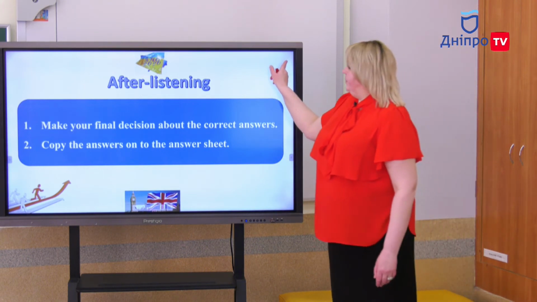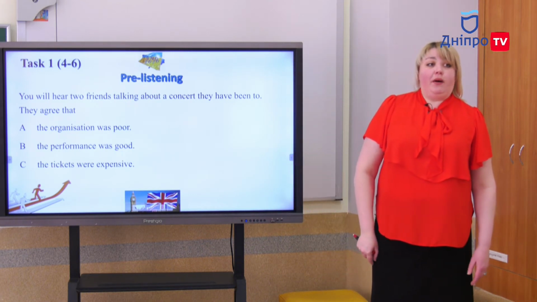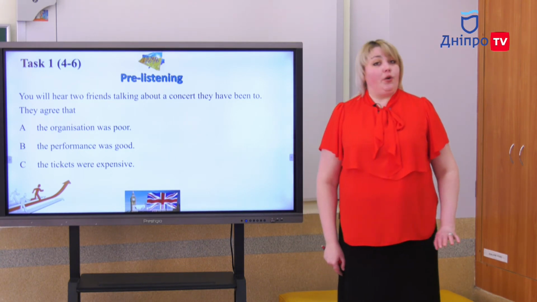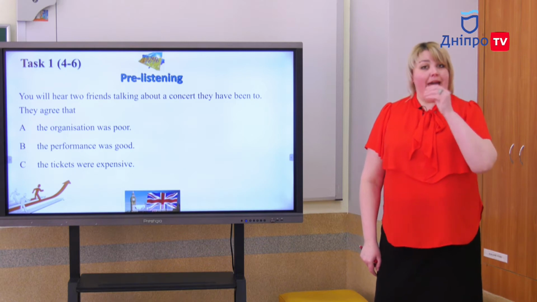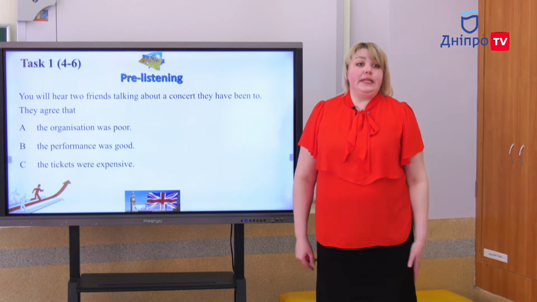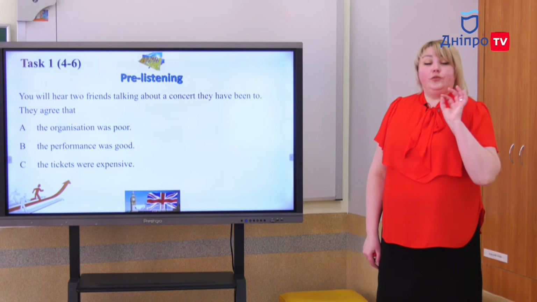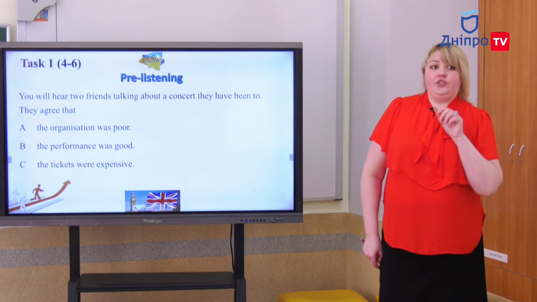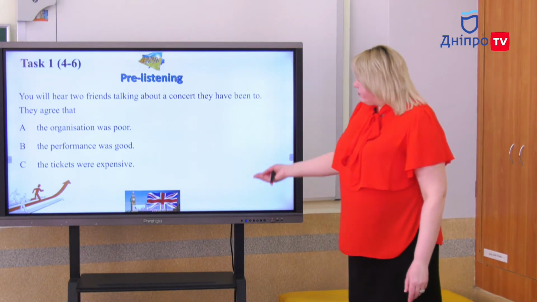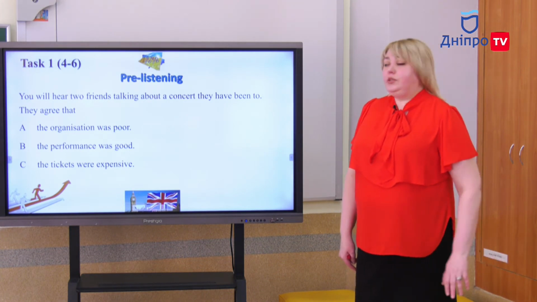Okay, let's move on to the second part of task 1. This part has 3 multiple choice questions, and you will hear individual short recordings for every question. You have to listen to the recordings and choose the correct answer, A, B, or C, for each question. And you will need to listen and identify specific information and detailed meaning. Here is a typical question from exercises 4 to 6.